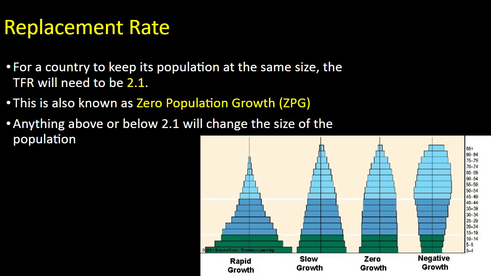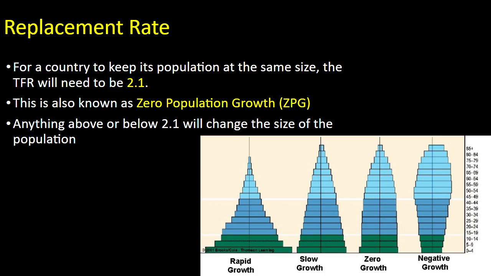Replacement rate. In order for a country to keep its population the same size, there's a magic number for the total fertility rate, and it needs to be 2.1. The total fertility rate must be 2.1 babies per woman in her lifetime. This is known as zero population growth, ZPG. I'm really getting tired of these acronyms. Anything above or below 2.1 will change the size of the population. If it is below 2.1, your population will start dwindling. If it's above, it will grow too fast.